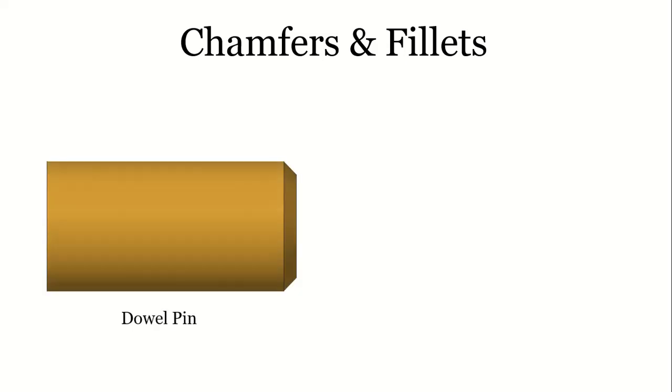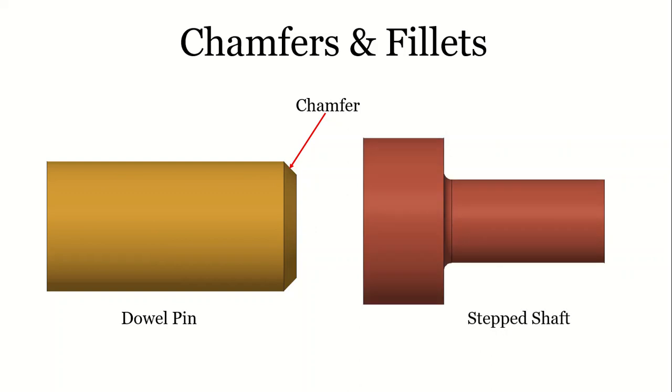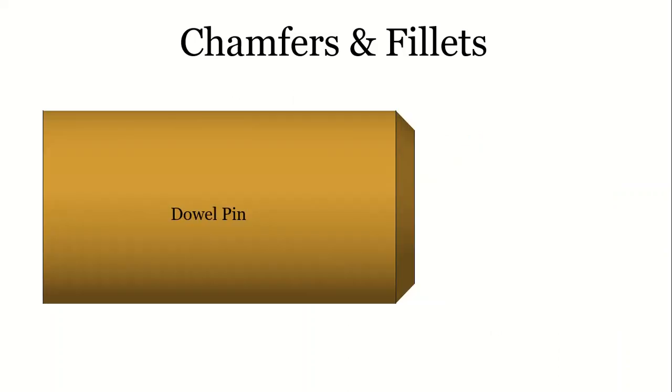So here you see a dowel pin, and it has some feature on the right edge, and this feature is called a chamfer. It's basically a cut. And the second part is a step shaft. Here also you see a round feature in the center, and that is called a fillet. So let's see the chamfer first in detail.